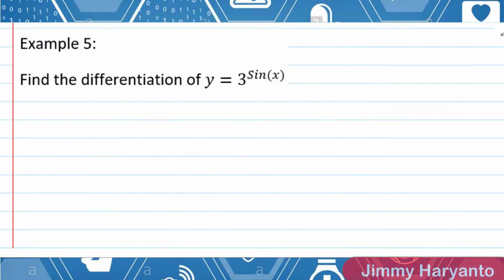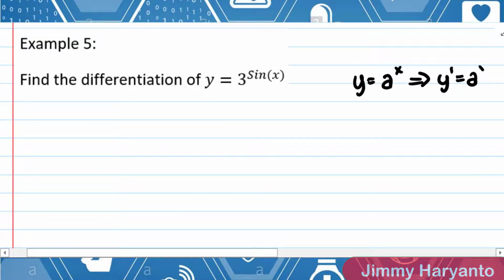Okay, next is example 5. For example 5, we have the differentiation of powers, indices. Yeah, that means we have this formula, a to the power of x. The differentiation will be y accent equals to a to the power of x also. Yeah, so for this one, take a look at the function. We have 3 to the power of, it should be x, but this time it's not usual. So 3 to the power of sine x.